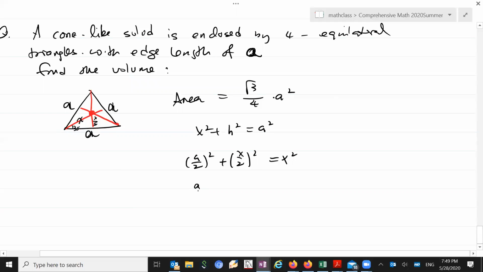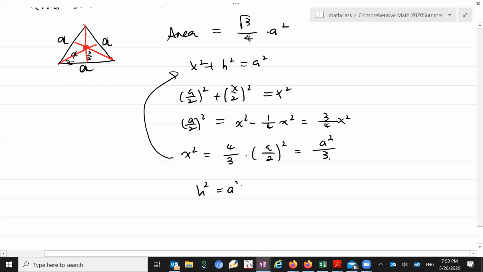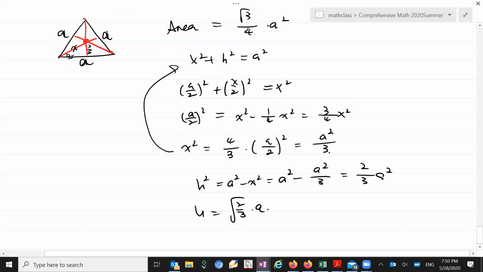All right, so A squared equals X squared minus a quarter of X squared, which is three quarters of X squared. So X squared is going to be 4 over 3 times 3A squared over 4. After simplifying, the 4 cancels out, A squared over 3. That is X squared. And it's applied into here. So I get H squared equals A squared minus A squared over 3, so it's 2 over 3 A squared. Okay, so you can get H. That is the height.